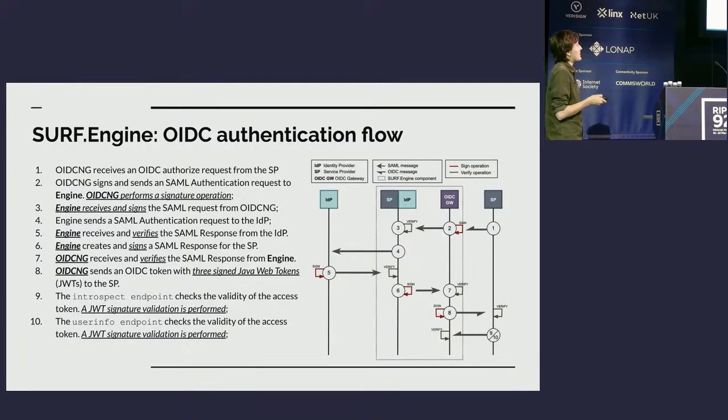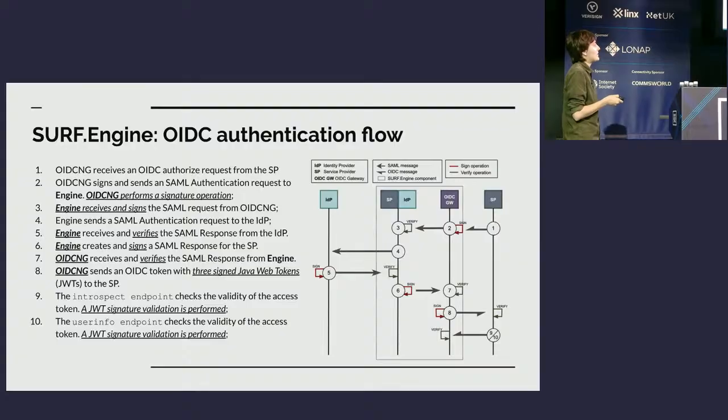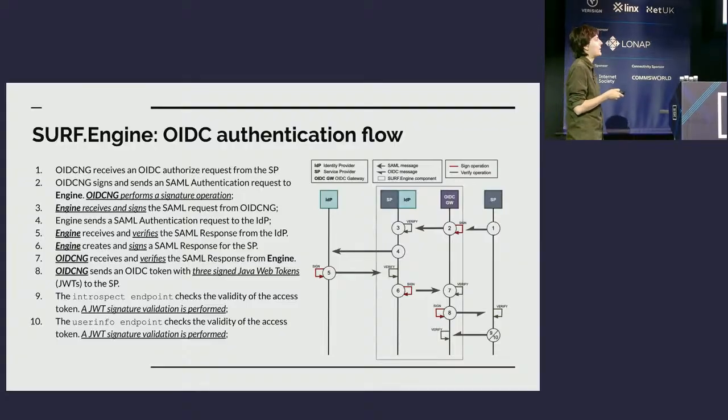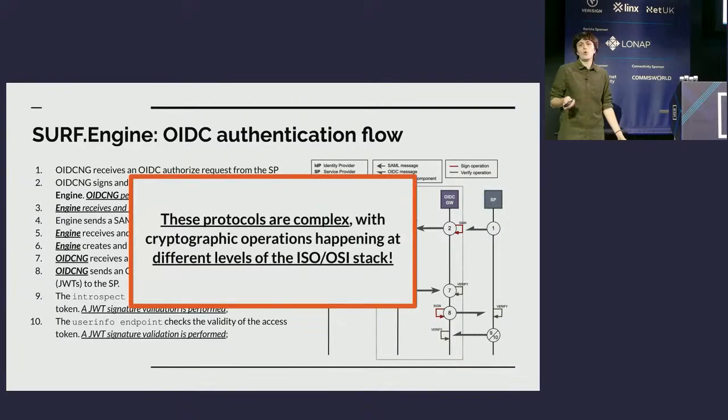The 9th and 10th steps happen whenever some more data is needed. They don't necessarily happen, but they are part of the authentication process, just to check the validity of the access, and they both perform a JSON Web Token validation. So what's the takeaway of all of this? It's that these protocols are complex and they require a lot of cryptographic operations, and they also happen at different levels of the stack.